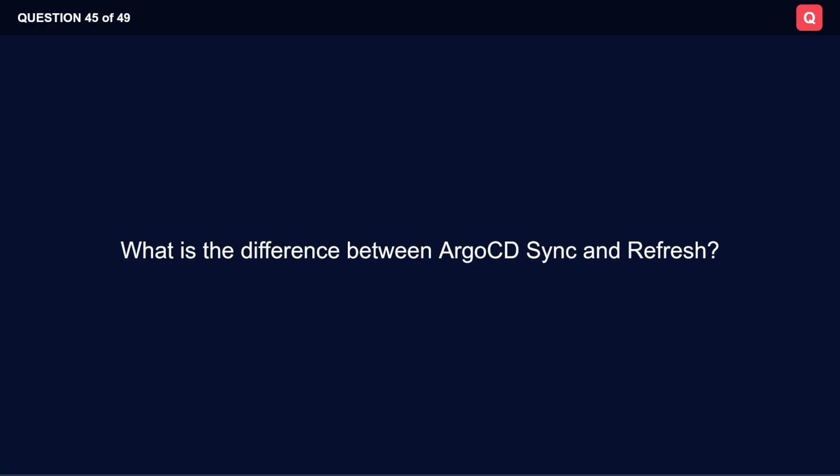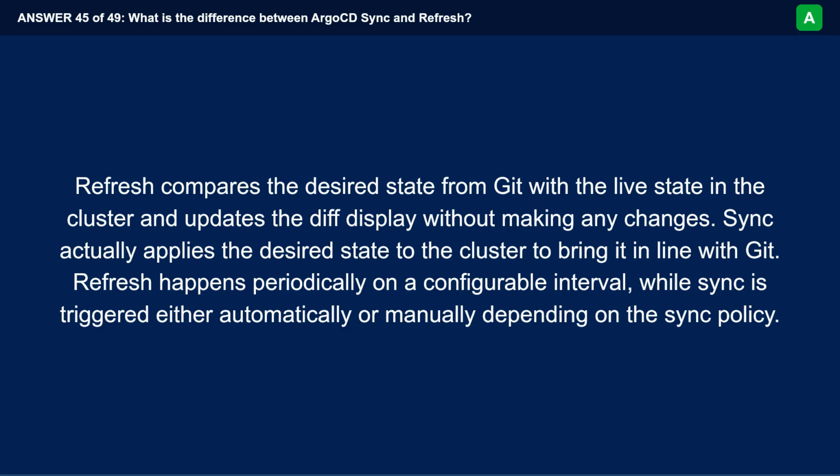What is the difference between ArgoCD sync and refresh? Refresh compares the desired state from Git with the live state in the cluster and updates the diff display without making any changes. Sync actually applies the desired state to the cluster to bring it in line with Git. Refresh happens periodically on a configurable interval, while sync is triggered either automatically or manually depending on the sync policy.